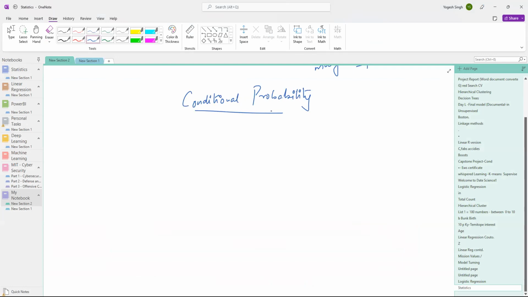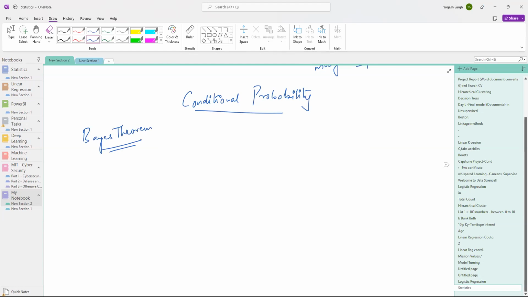Conditional probability means a probability which is based on conditions. Probability changes with conditions: something has already happened, and based on that, what is the probability of the next thing occurring? That is known as conditional probability. This is also controlled by a theorem known as Bayes theorem. We'll talk about Bayes theorem and conditional probability.